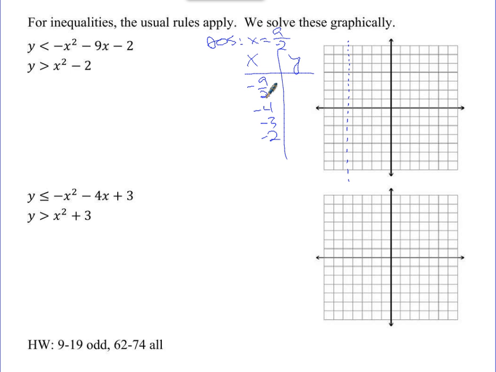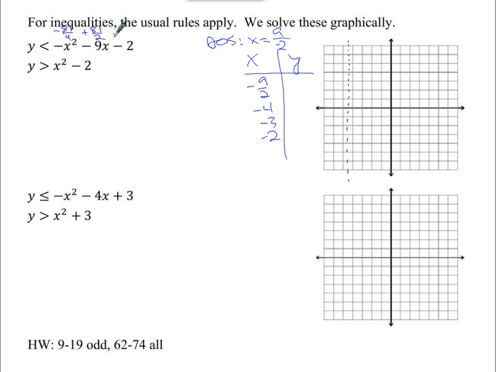Take negative 9 halves and just very slowly plug it in. We have negative 9 halves squared, which is what? So 81 fourths. But then the negative up front says make it negative, so that's negative 81 fourths. Then we have negative 9 halves times negative 9. Positive 81 halves. And then we're going to subtract 2. So we have that same situation again. Negative 81 fourths plus 81 halves. What do we get? Positive 81 fourths.